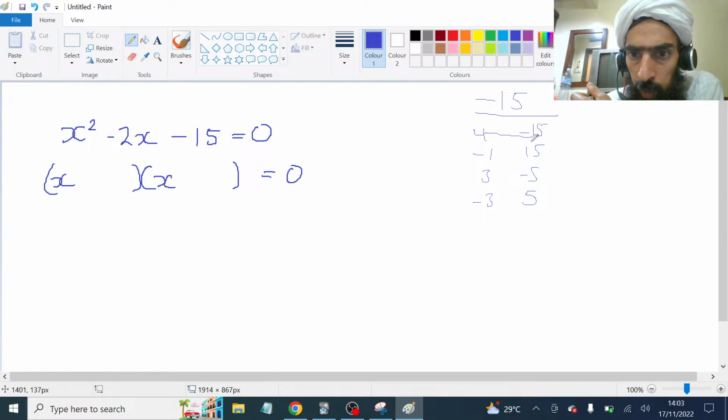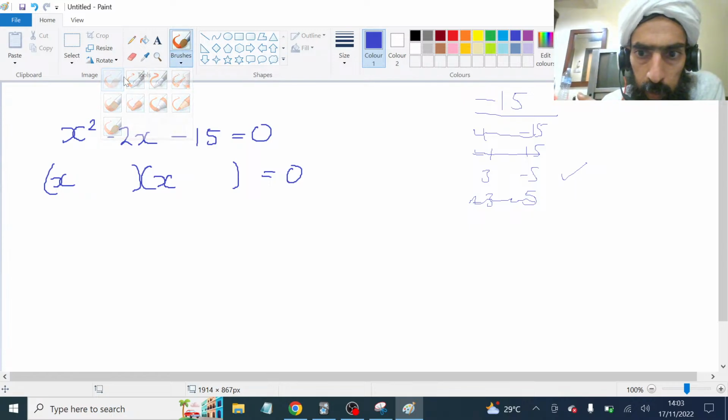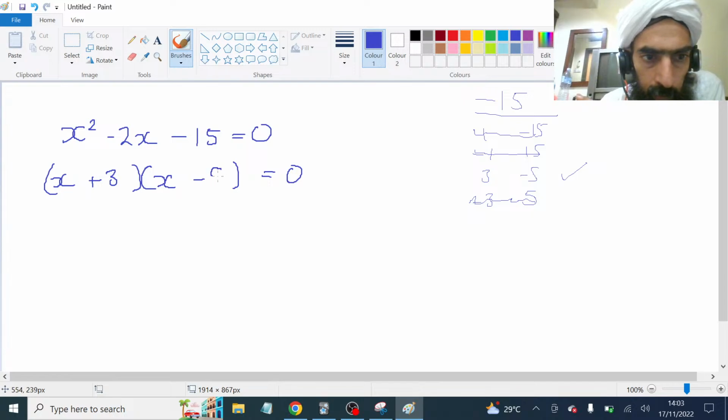So not the first pair, not the second pair. 3 plus minus 5, that would do it. Minus 3 plus 5 would make positive 2. So as soon as you found the right pair, you can stop there, and they're the numbers we need. So x plus 3 and x minus 5.